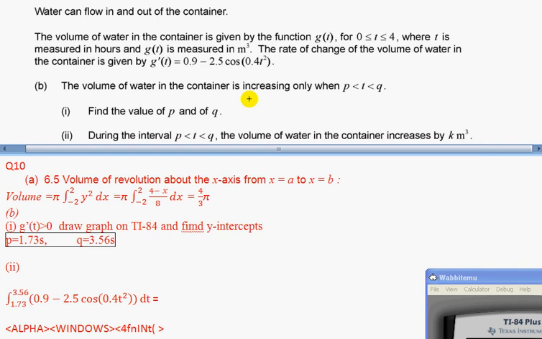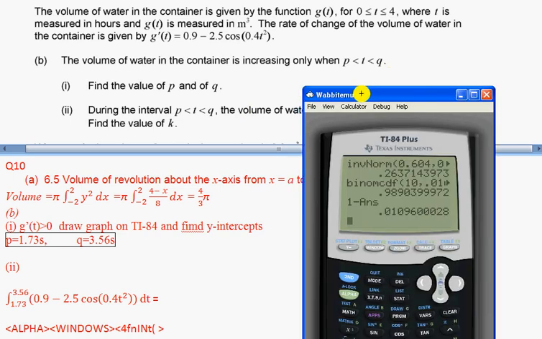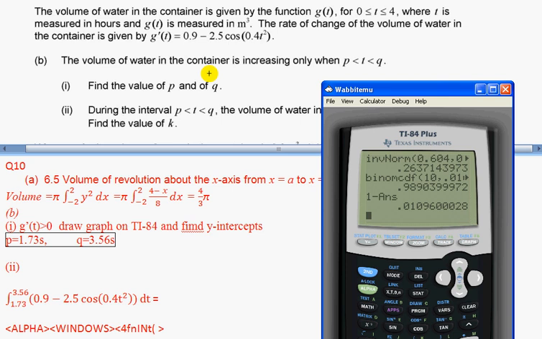The volume of the water in the container is increasing only between p and q. Find the values of p and q. So let us draw this function. So what is the function? The function is g prime. Okay, let us draw this function.